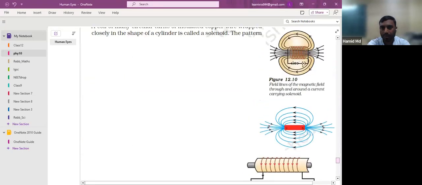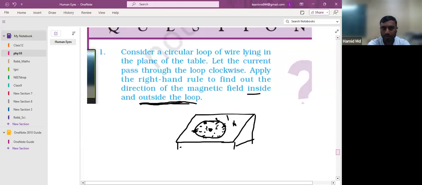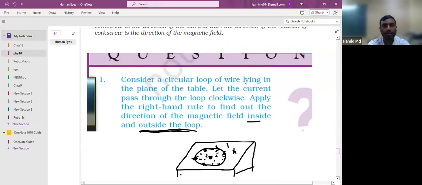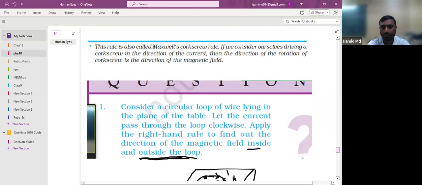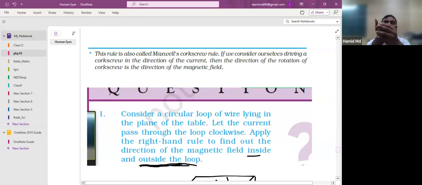So what we studied in this chapter, magnetic effect of electric current. So will you summarize what we studied, Shoaib? Will you give a little summary?